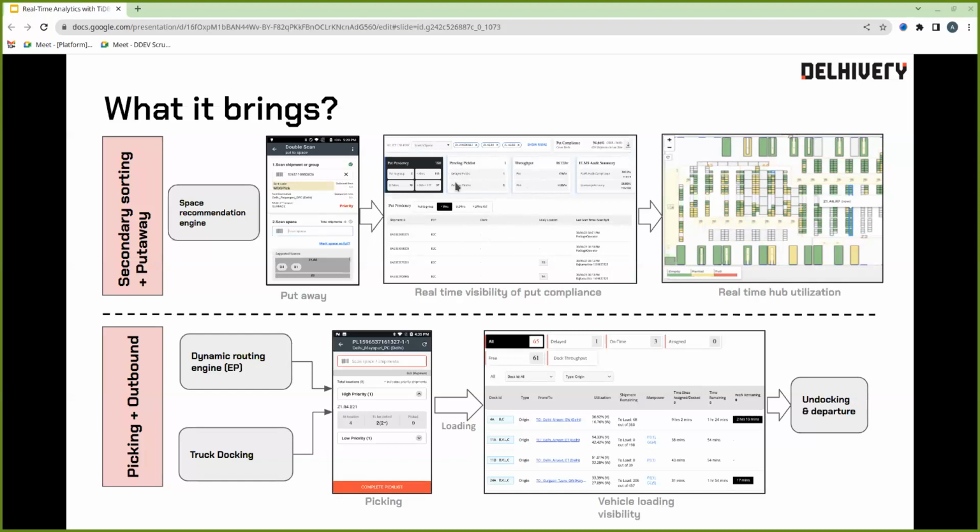This not only offers visibility into our compliance, but also provides real-time insights into hub utilization. In picking an outbound section, our expected path algorithm combines the truck docking information and facilitates the prioritization of bag picking based on the promised delivery dates.